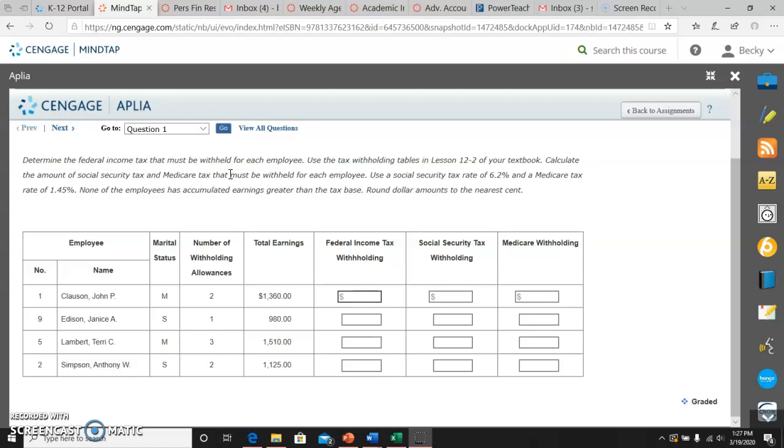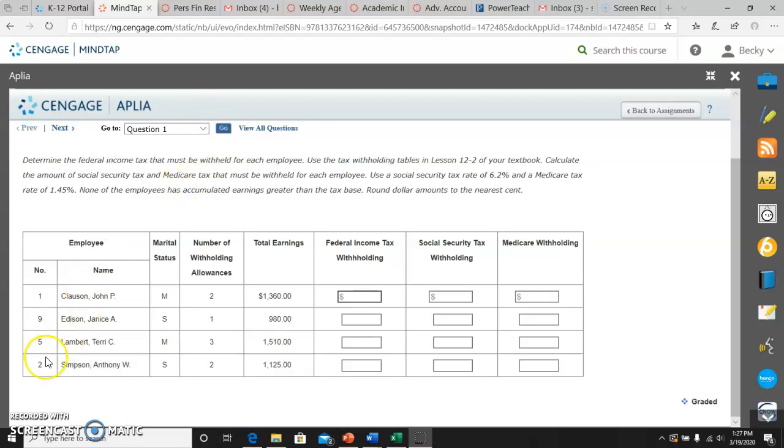It says to calculate the amount of Social Security tax and Medicare tax that must be withheld for each employee. Use a Social Security tax rate of 6.2%, which for calculator challenged people is 0.062, and a Medicare tax rate of 1.45%, which is 0.0145. It says none of the employees has accumulated earnings greater than the tax base, and to round dollar amounts to the nearest cent, two decimal places.